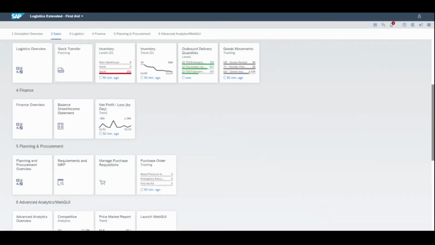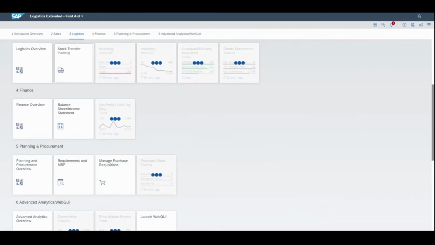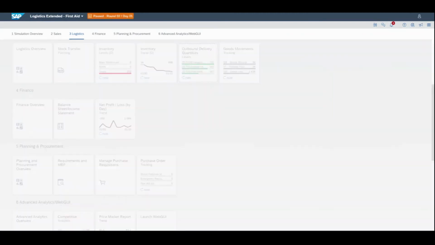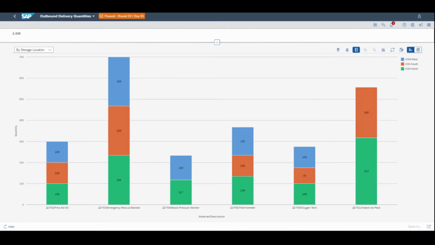Numerous reports are available for participants to make decisions regarding logistics. On the Logistics role, click on the Outbound Delivery Quantities tile. The stacked column chart displays the cumulative sales of each product since the beginning of the simulation, with each column color-coded by region, which can be identified in the legend to the right. This is crucial in helping participants visualize the weight of market preferences in the logistics game.